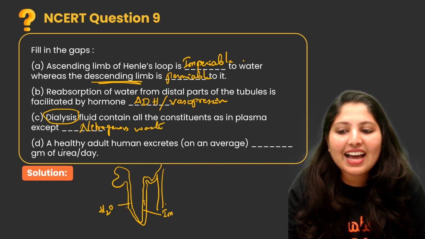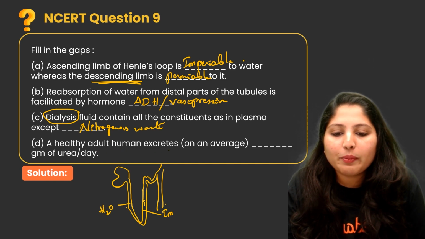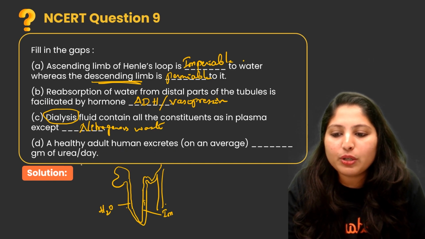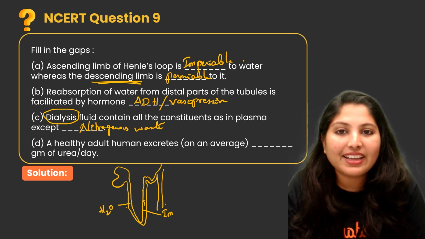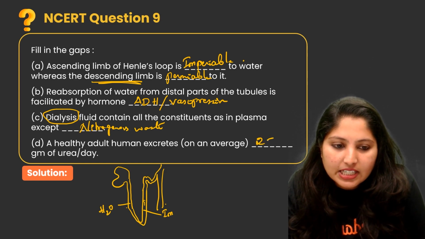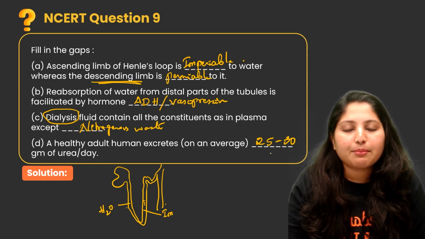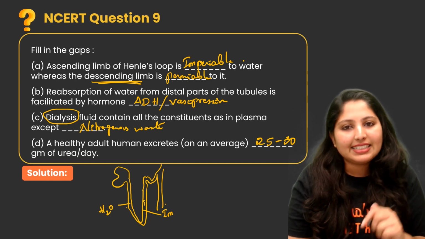Okay, the last one: a healthy adult human excretes dash grams of urea per day. How much urea is excreted by a healthy adult? That is 25 to 30 grams of urea in a day.